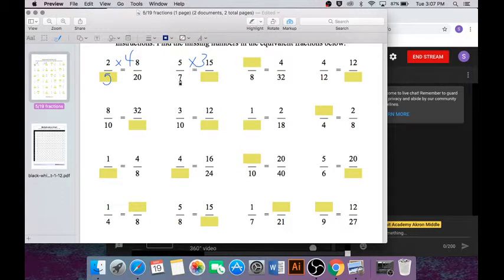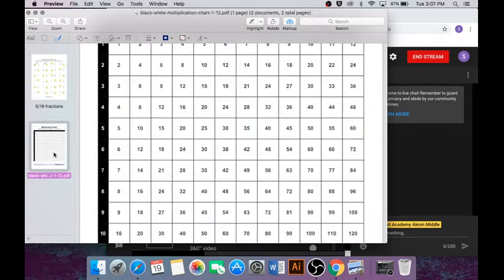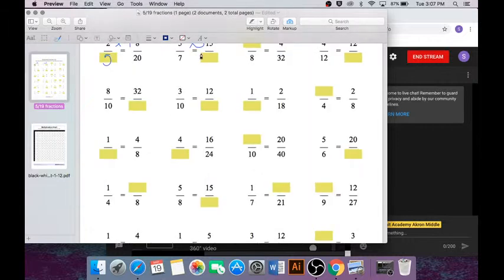So we're going to multiply 7 times 3 to get this number. So we're going to go to our 7 times table, and we're going to go over to 7 times 3, which is 21. So our denominator over here is going to be 21.